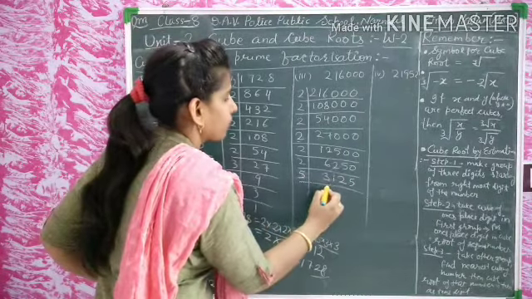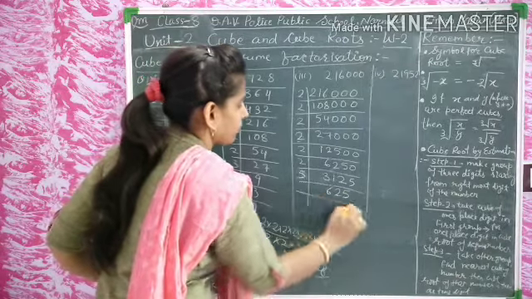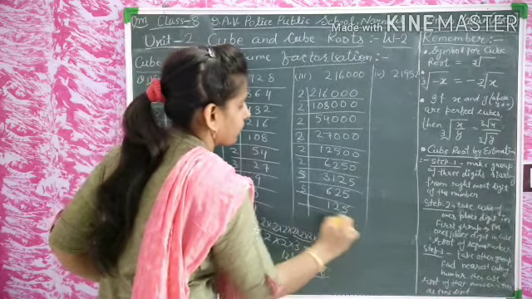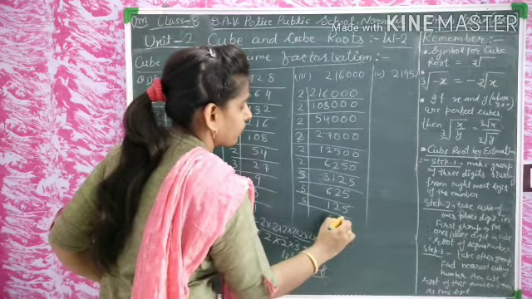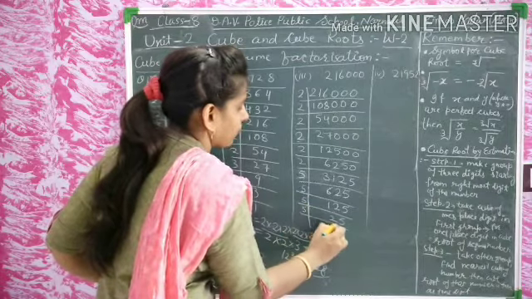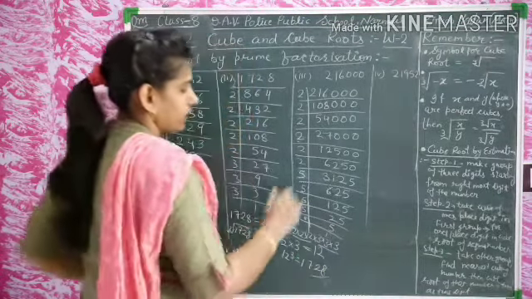5 6s are 30, 5 2s are 10, 5 5s are 25. Now again 5, 5 1s are 5, 5 2s are 10, 5 5s are 25. Now again 5 2s are 10, 5 5s are 25. Now again 5 5s are 25. Now again 5 1s are 5.